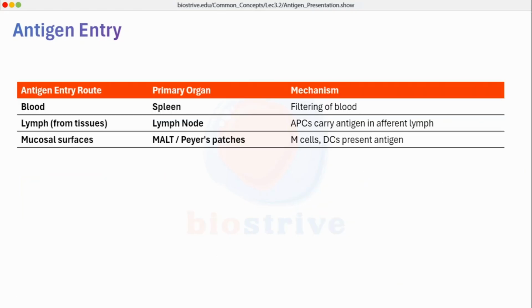To summarize this concept, if the site of entry of antigen is blood, it will be carried by blood into the spleen. If the site of entry is tissues, it will enter the lymphatic system and be carried to lymph nodes by antigen presenting cells. And if the antigen entry is directly into mucosal surfaces, like mucosal associated lymphoid tissue or Peyer's patches, the mechanism of processing will be presentation through dendritic cells. So, this is the summary of the site of entry and processing of antigen.